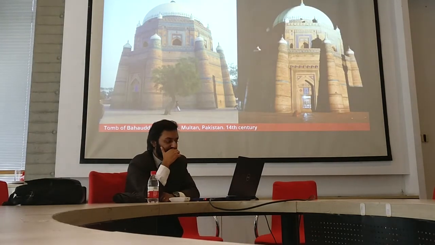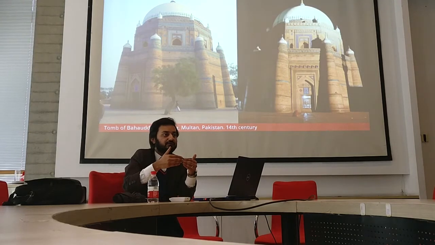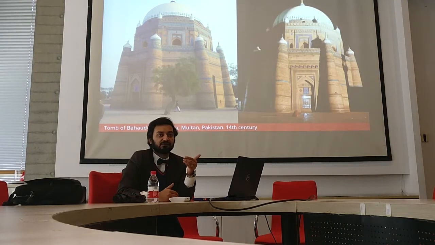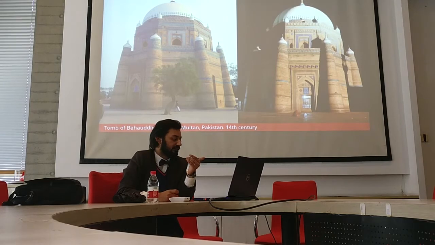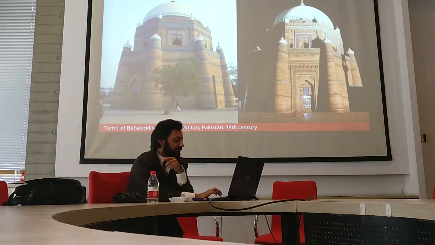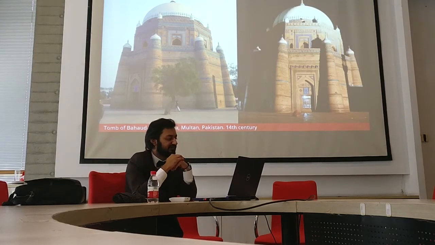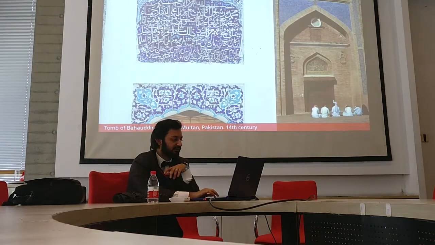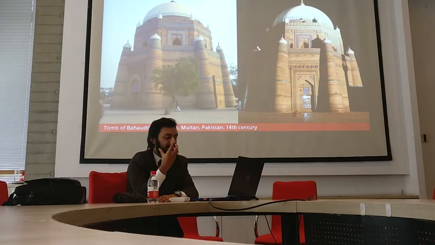The next important structure, even though it was just made 50 years after the first tomb, this is, sorry, this label is entirely incorrect. This is the tomb of Shah Rukh Alam. You can actually see a lot of changes in the details and the planning and the proportion.